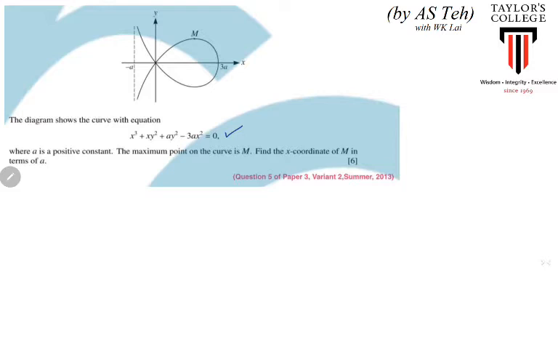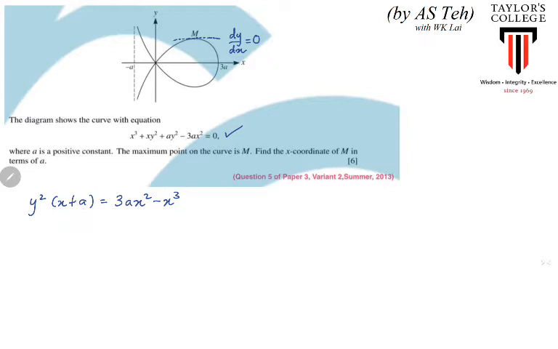So if there's a maximum point at M, the gradient is going to be equal to 0. What that means is dy per dx at that part of the graph is equal to 0. Let us look at this equation and try to factor out y. What I have is y squared times (x plus a) equals 3ax squared minus x cubed. So I can actually get y solely in terms of x, but let's have it in this form.